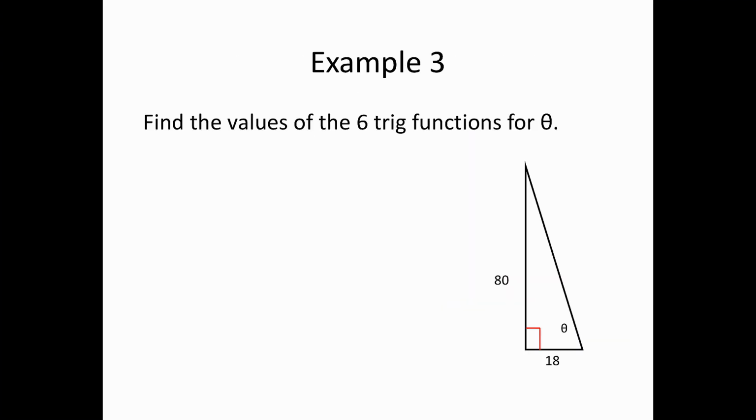Taking a look at this triangle here, we're asked to find the value of the 6 trig functions. So we're asked to find sine, cosine, and tangent of the angle theta. Let's start with the sine of theta, and then we'll do cosine of theta, and then the tangent of theta. Leave some room off to the right of that. We're going to do the work for the other 3 in a second.